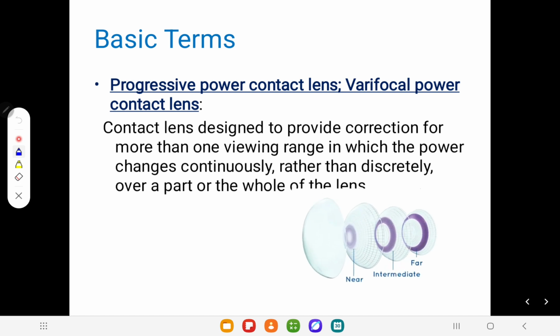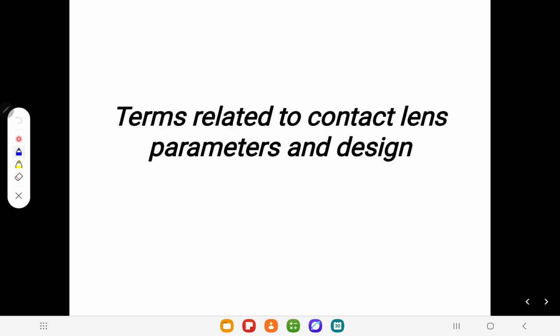See in this picture, the first ring is for the near, yes, and then the adjacent intermediate ring is for the intermediate distance, and then the most peripheral ring is for the far distance. So these three things change progressively in the contact lens, not abruptly, and that's why it makes a progressive contact lens. Okay, so terms related to contact lens parameters and designs. Let's discuss it because it's very important.